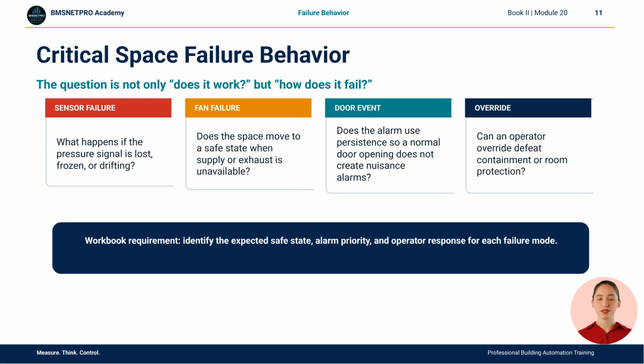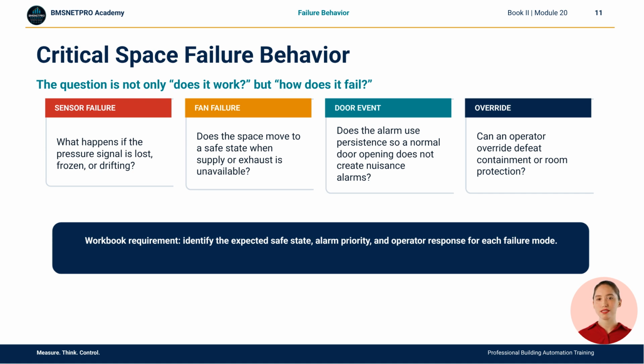This slide introduces failure behavior. A design review is incomplete if it only asks whether the system works under normal conditions. We also need to ask how it fails. If the pressure sensor is lost, does the room alarm, freeze, or drive a fan to maximum? If the exhaust fan fails, does the space lose containment?